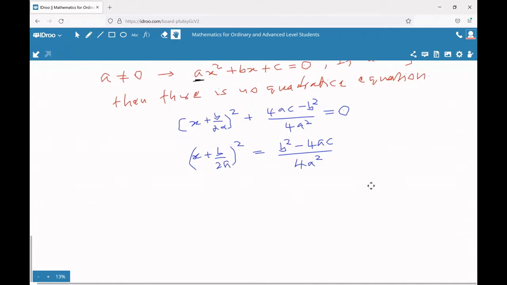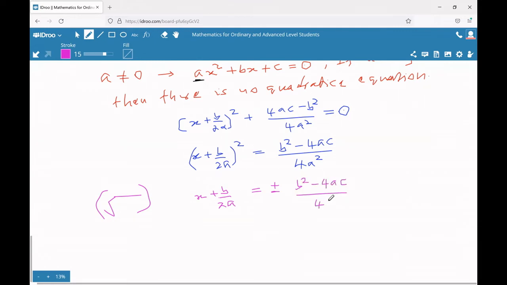I hope you understand what I'm doing here. So now we want to get rid of this square term. What we normally do is just take the square root of both sides of the equation. So we get x plus b over 2a, and the square term disappears. When you take the square root, we get a plus or minus here, and then b squared minus 4ac over 4a squared, with a square root over everything here. Right? So then go to the next step.